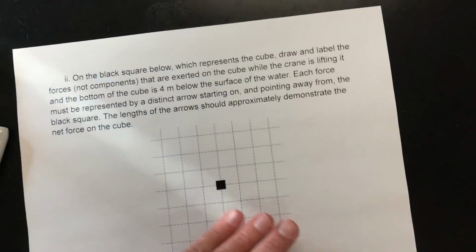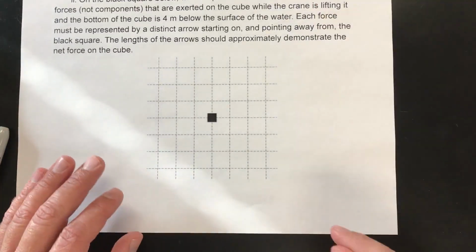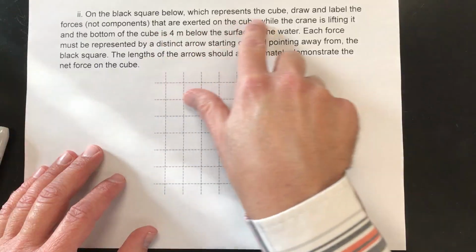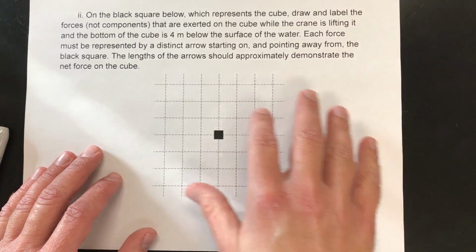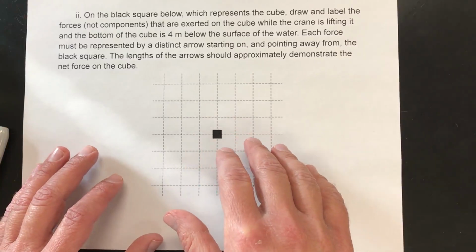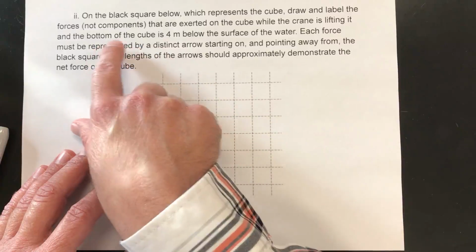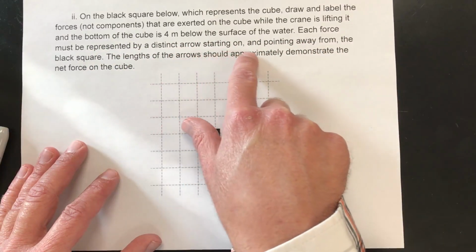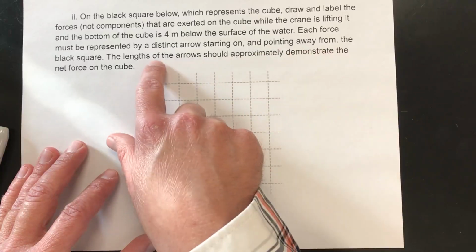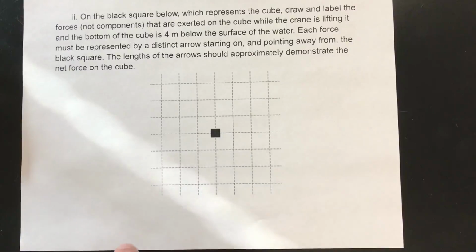Next thing they want is a free body diagram. It might have actually made sense to give you this one first because it would have made that question a little bit easier. So it says on the black square below, which represents the cube, draw and label forces, not components, that are exerted on the cube while the crane is lifting it, and the bottom of the cube is 4 meters below the surface of the water. Each force must be represented by a distinct arrow starting on and pointing away from the black square. The lengths of the arrow should demonstrate the net force on the cube.